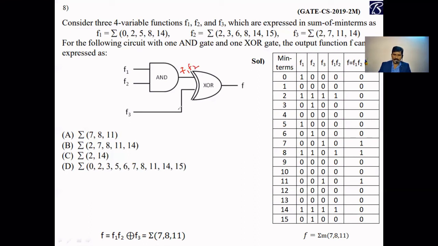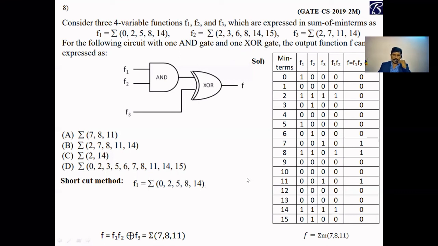For this f1 f2 and f3, XOR operation we have to do. That means f1 f2 XOR with f3. So what is the XOR operation? When both inputs are different, output is 1. That means these are all the same. Check out here, these two are different, that's why this is 1. And check out this one, both the inputs are different, XOR output is 1. And for this also it is 1, and that's all. So 1 1 1, that means 7, 8 and 11. So option A is correct.